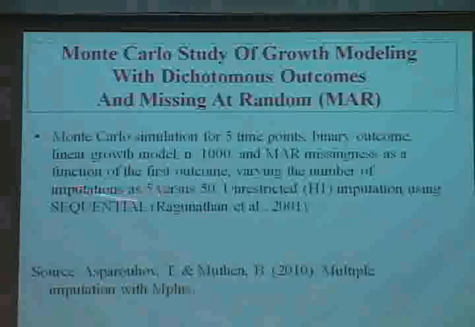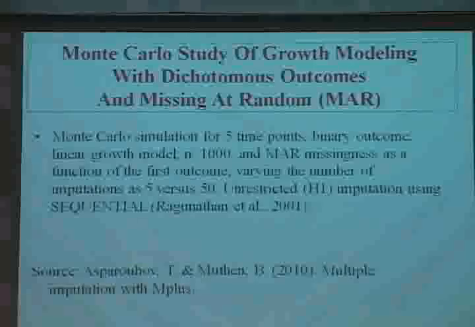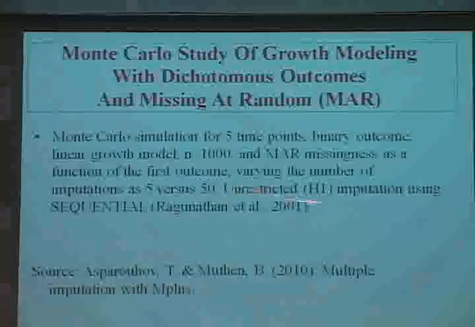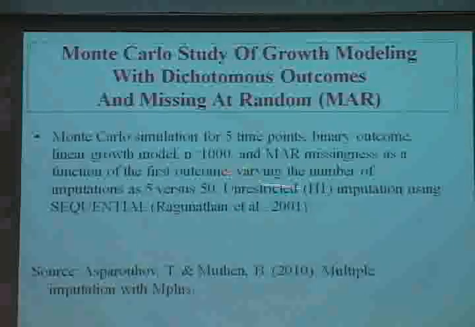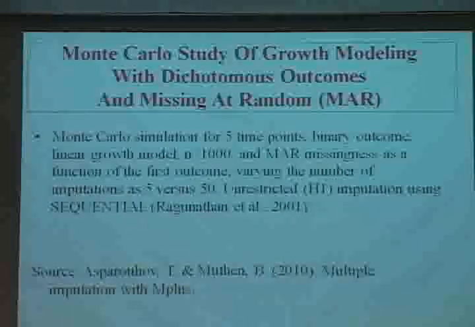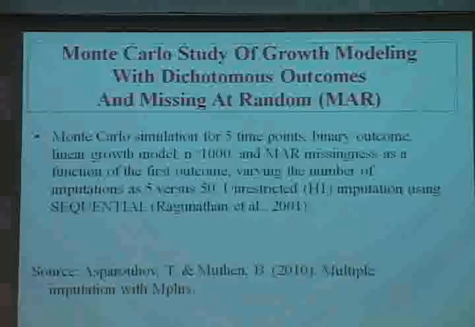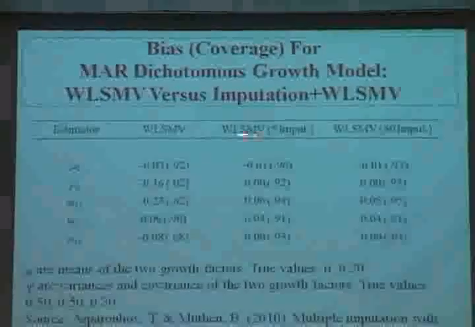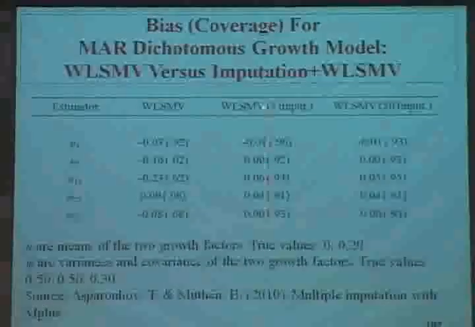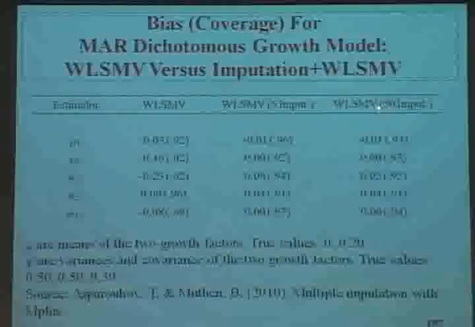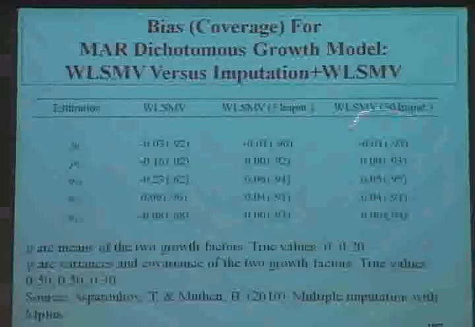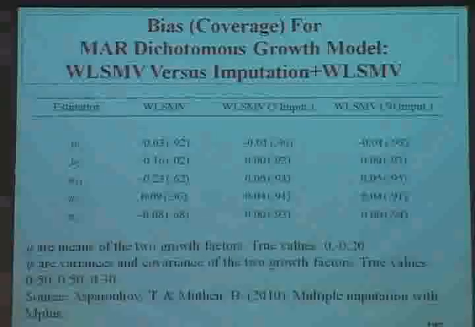We varied the number of imputations from 5 to 50. We used the non-restricted imputation using the sequential model, and that's again in that imputation paper. Let's see the results. Very convincing. Weighted least squares alone: huge bias, low coverage. Weighted least squares with 5 imputations: perfect coverage, low bias. Weighted least squares with 50 imputations: not different. So 5 imputations is enough.